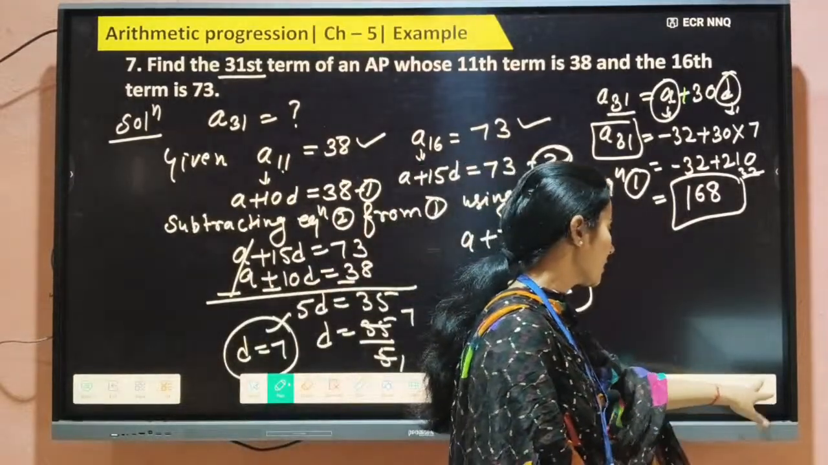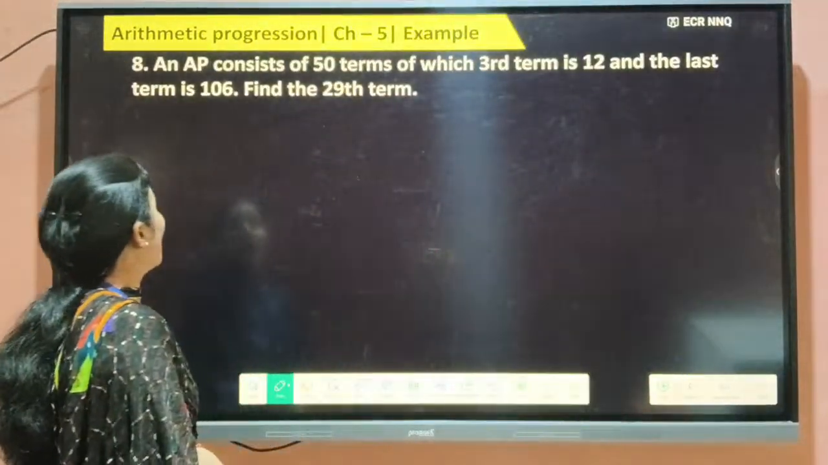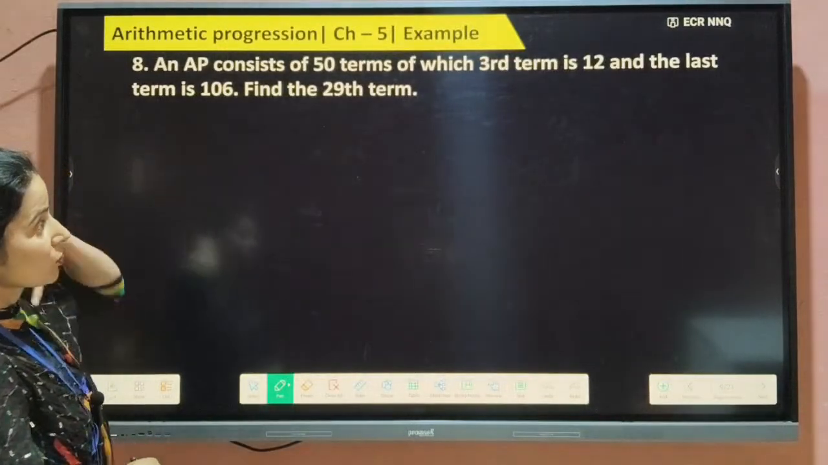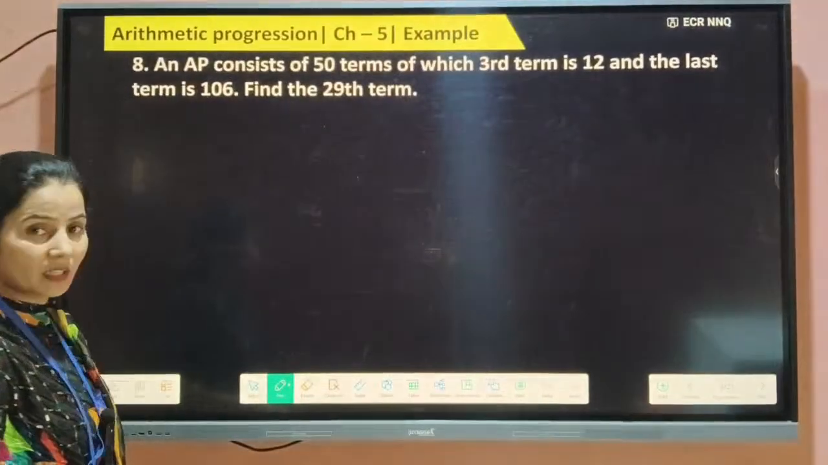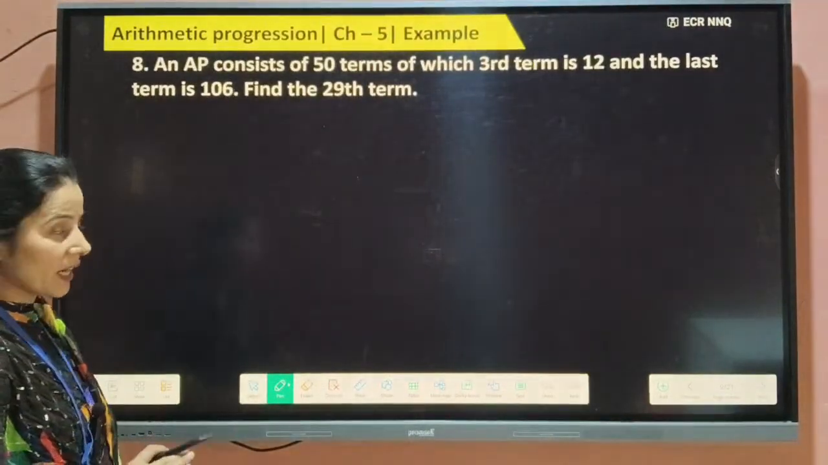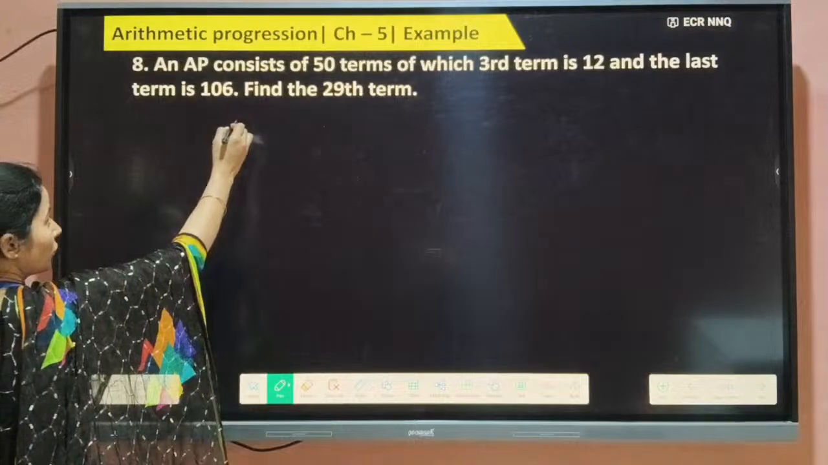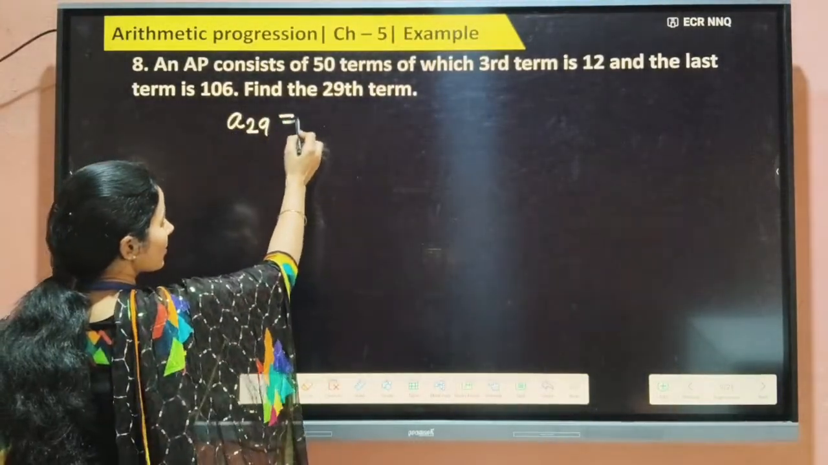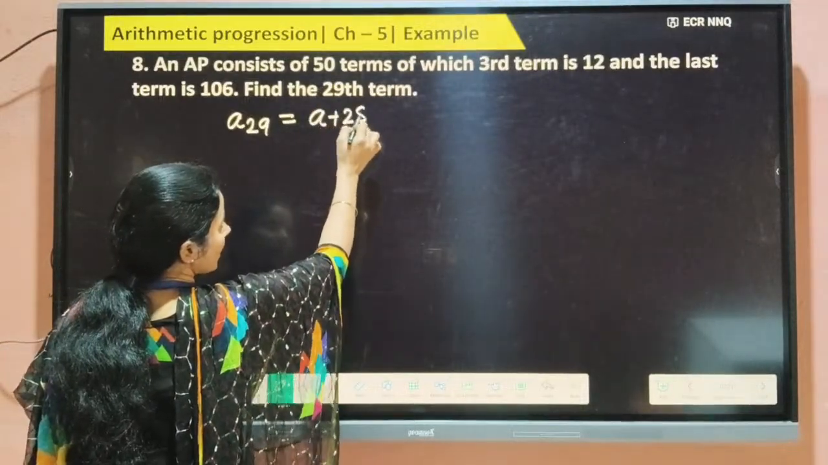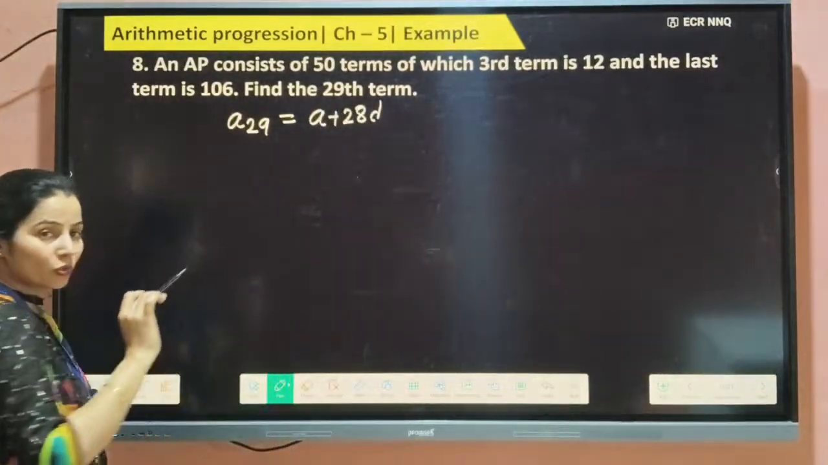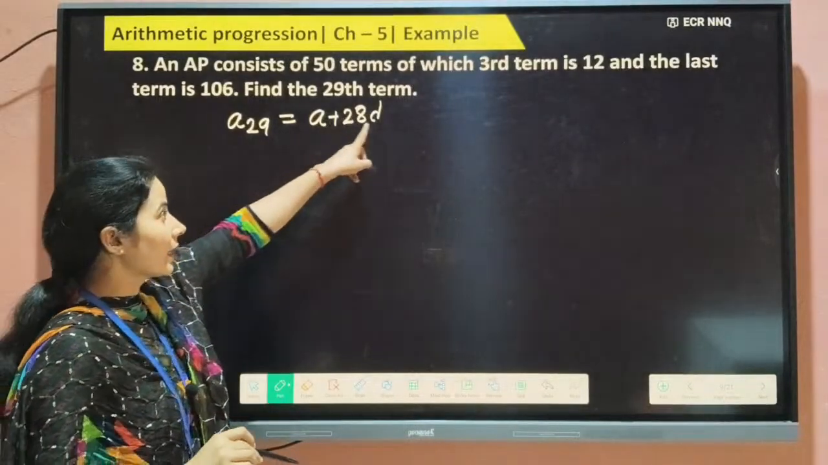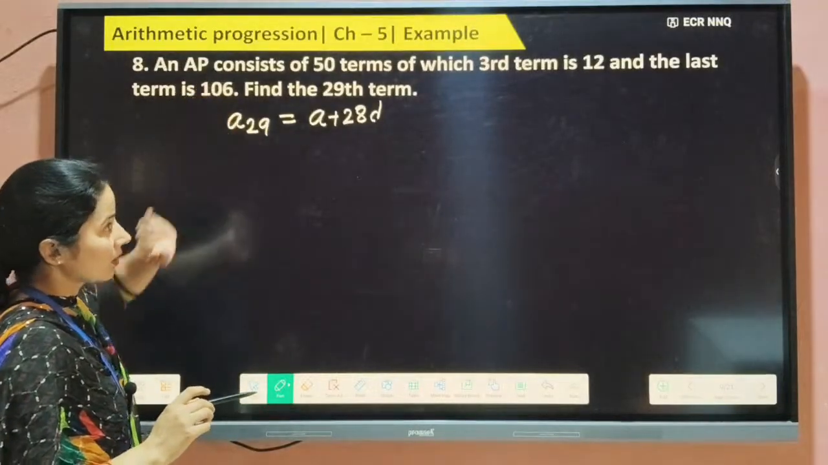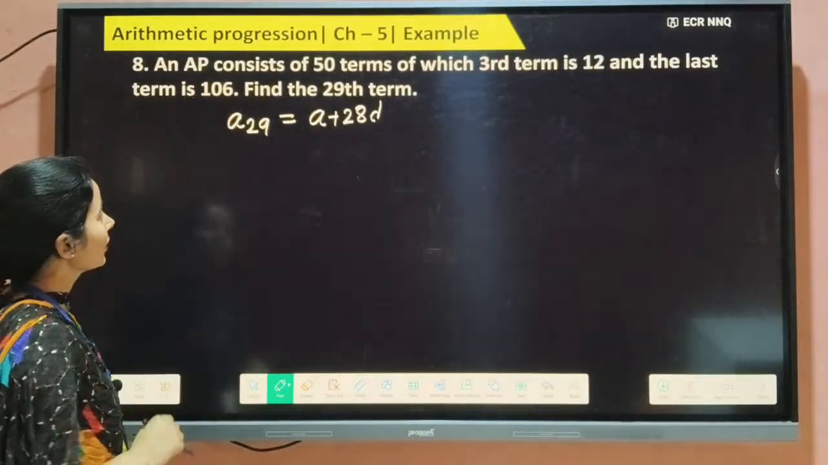See question number 8. What is question number 8? An AP consists of 50 terms of which the third term is 12 and the last term is 106. Find the 29th term of this AP. We need to find the 29th term of this AP, that is A plus 28D. For calculating this, I need A and I need D. So for finding A and D, some other conditions are also given to us, so we will use them.